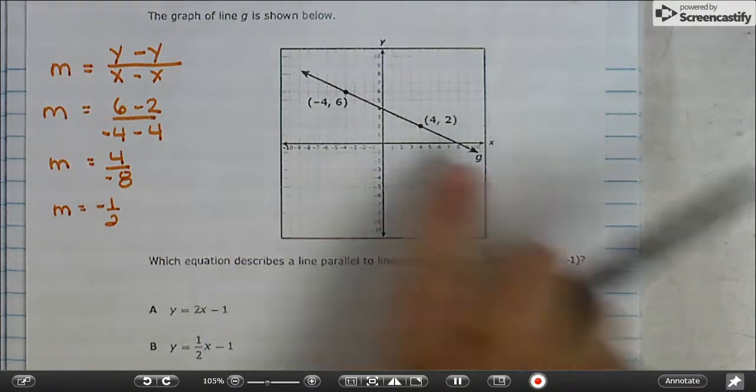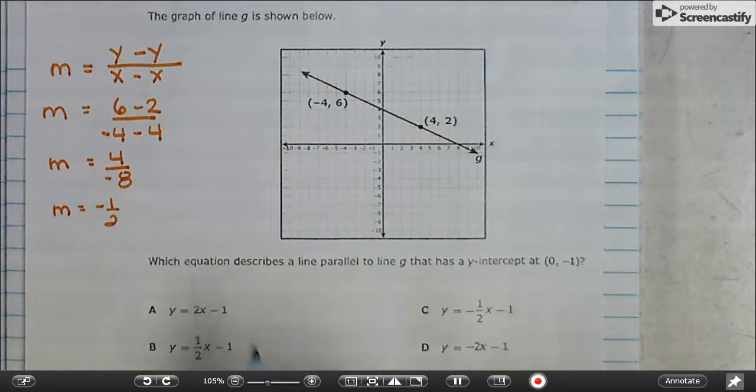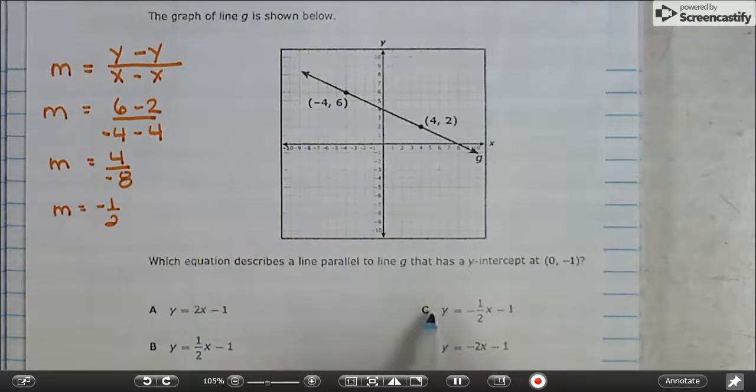If you got a positive and then looked at your graph with that downhill sloping line, you should probably say to yourself, something's wrong. Now I'm going to look at the answer choices just because I like to see if I can answer already. And the only one that has the correct slope is C. So that is the correct answer.